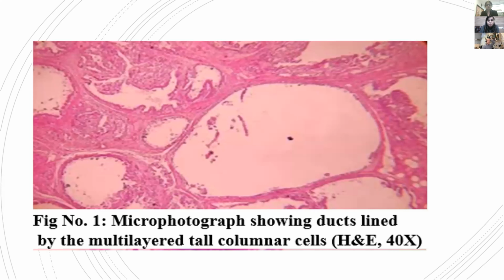Next slide, please. So this is the picture. This is a micrographic presentation at 40x high power. It was showing ducts that were lined by multi-layered tall columnar cells. We have two entities, columnar cell change and columnar cell hyperplasia. In columnar cell change, the epithelial lining will be one or two, maximum one or two layers. But in columnar cell hyperplasia, the difference is the lining will be more than three layers, right? So in this, at 100x, you will be able to see we were having 3 to 4 layers, right? Next slide, please.